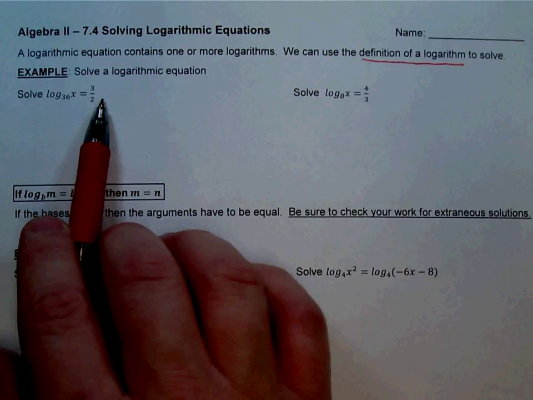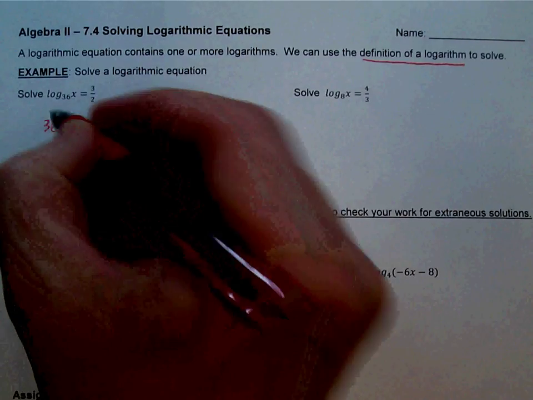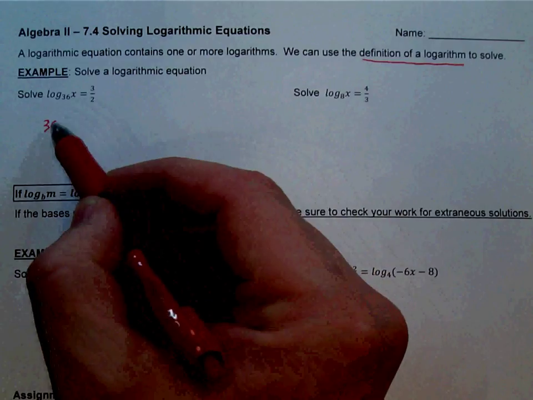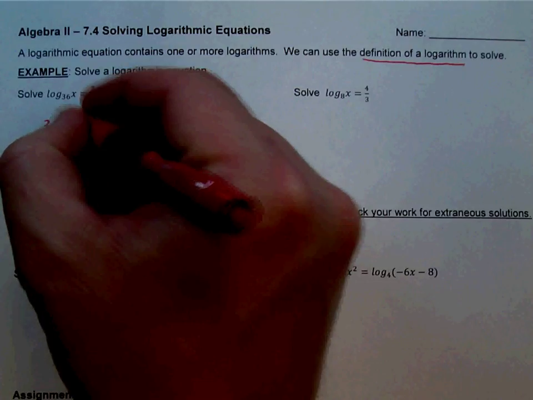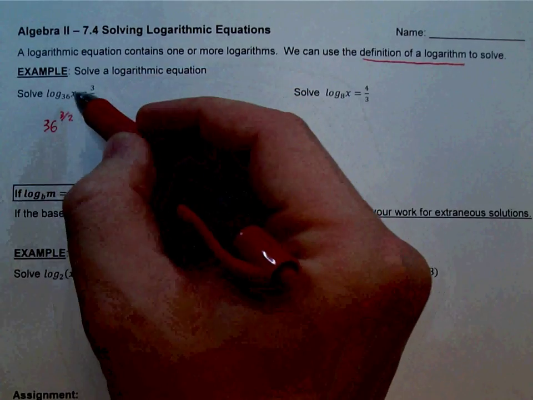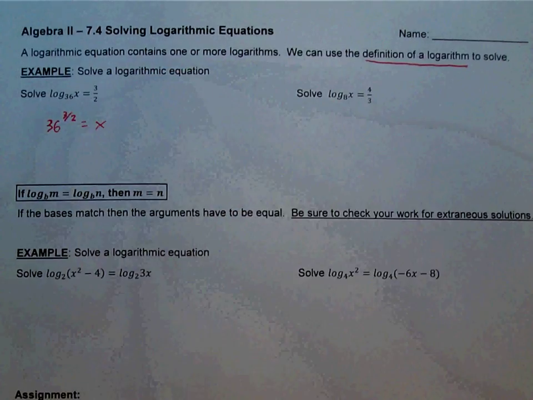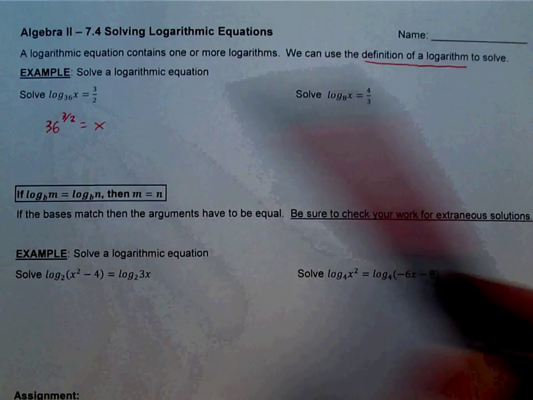We're going to rewrite it as an exponential. So hopefully you remember how to do that. The base number of the log is going to be the base of the power. And then the other side, the 3/2, that's going to be its exponent. 36 to the 3/2 equals x. So what we just did is we got the x out of the log. It's now isolated. It's by itself.